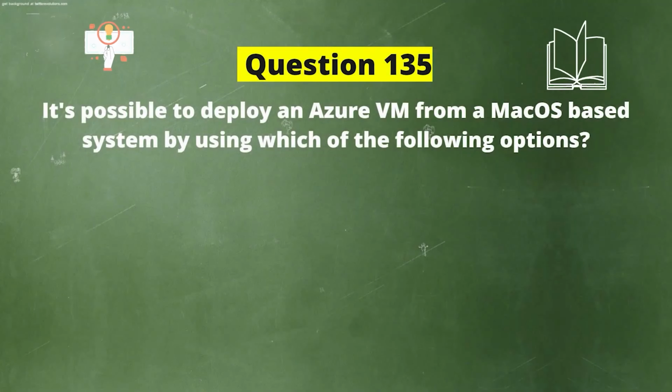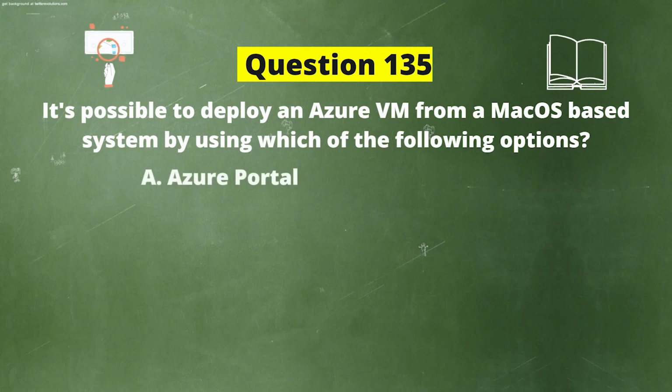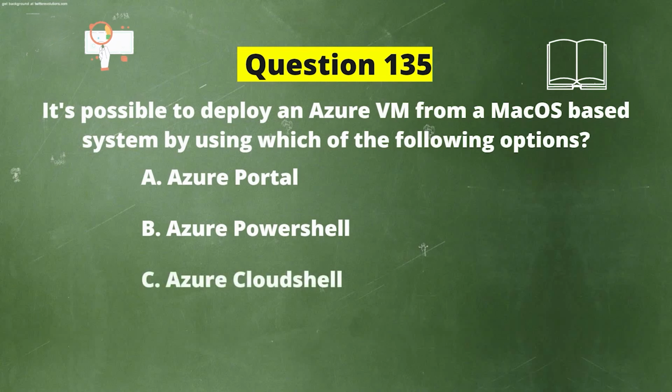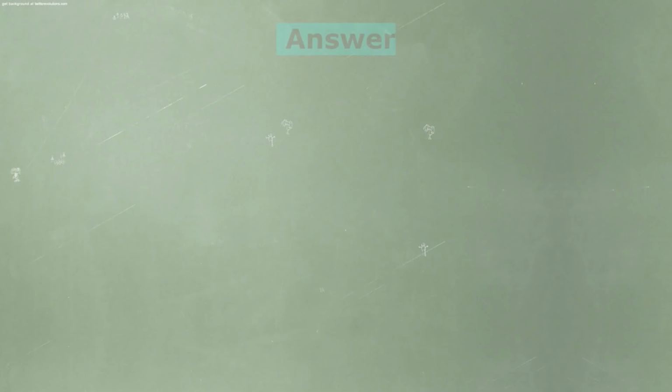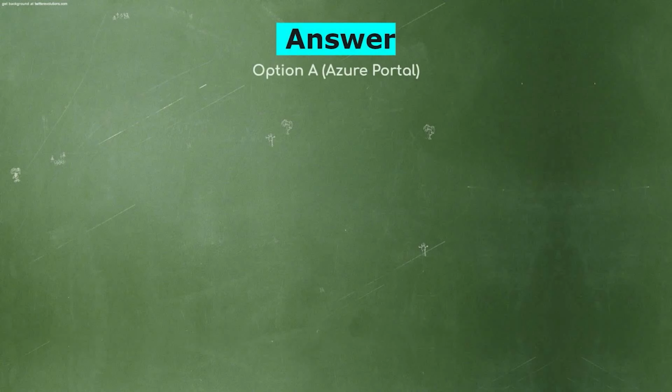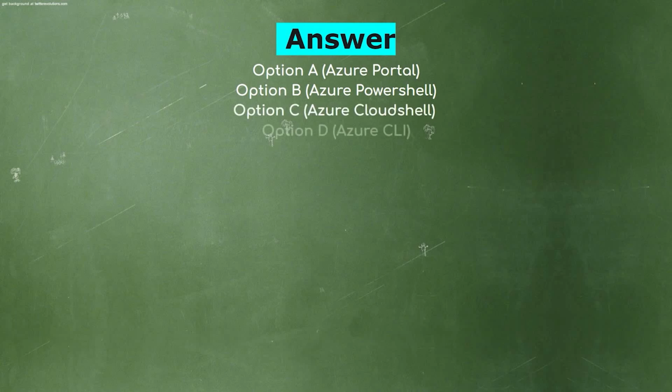Next question. It's possible to deploy an Azure VM from a macOS-based system by using which of the following options? Option A, Azure Portal. Option B, Azure PowerShell. Option C, Azure Cloud Shell. Option D, Azure CLI. And the correct answer is option A, Azure Portal. Option B, Azure PowerShell. Option C, Azure Cloud Shell. And option D, Azure CLI.